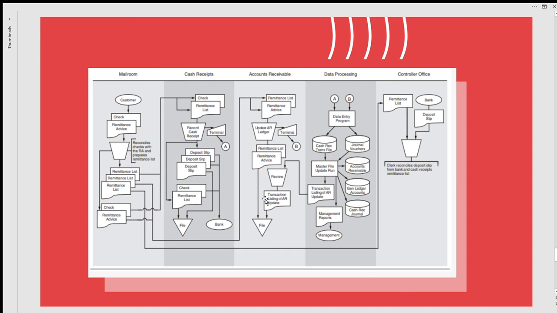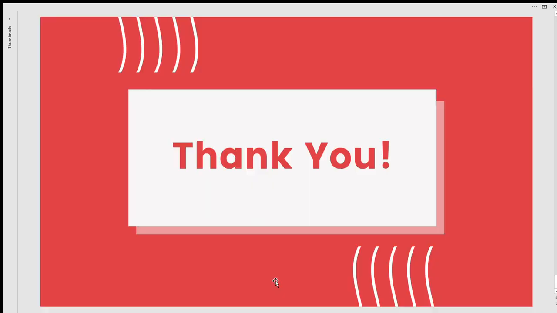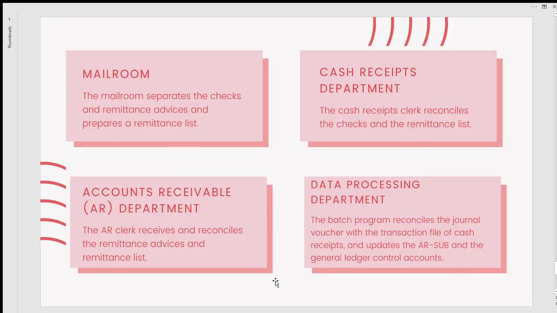Okay. So, the system then produces a transaction listing that is reconciled against the remittance list of the AR clerk. Yes, that is all.